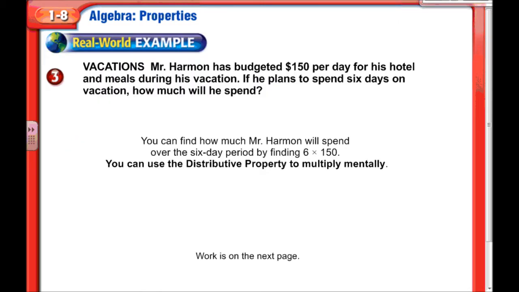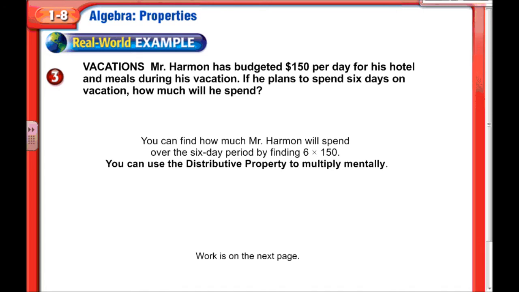Mr. Harmon has $150 budgeted per day for his hotel and meals. He's going to spend 6 days on vacation. How much will he spend? Well, of course, you're going to multiply that 6 days times $150 per day. The point of this problem is to use the distributive property to multiply mentally. That's right, they want us to do this one in our heads.